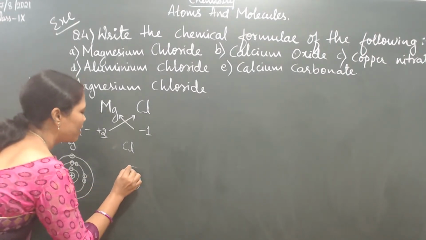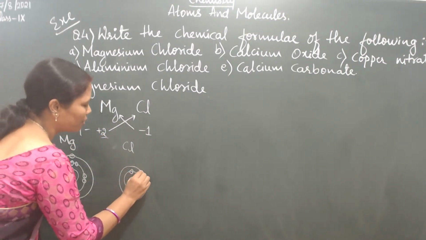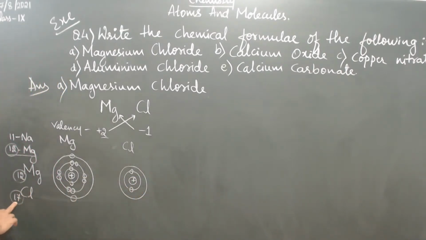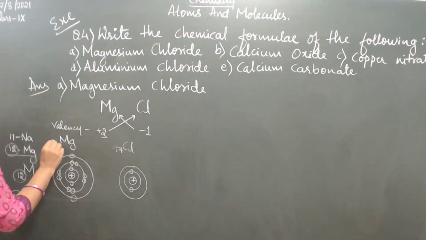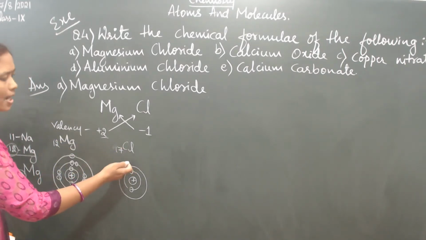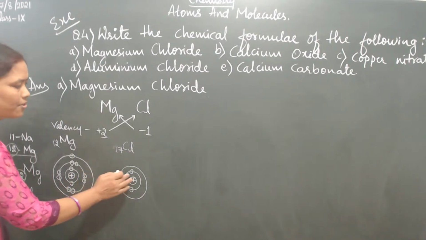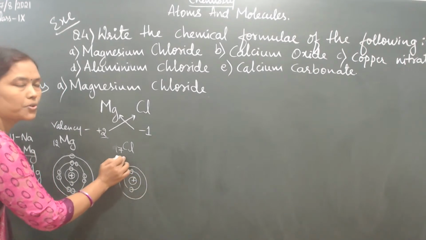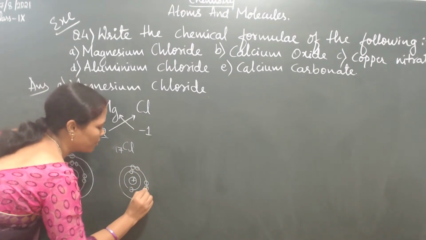Then, after completion of the first orbit, what will happen? The remaining electrons we have to distribute in the next orbit. So from the 17 we have distributed 2 electrons in the first orbit, and the remaining 15 electrons are left over. Among the 15 electrons, what is the capacity of the second orbit? Its capacity is to take 8 electrons. It follows the octet rule.